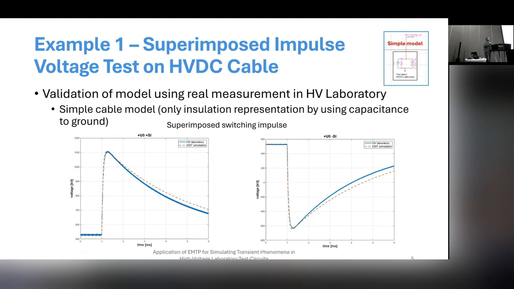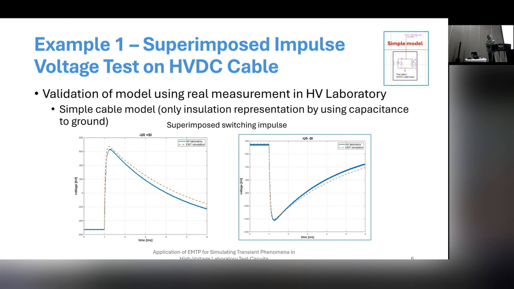Okay, here you can see some comparison. This is the EMTP simulation and the real impulse which was applied in this test circuit. Here you can see positive DC voltage and applied positive polarity switching impulse voltage. Then we had positive DC voltage on the cable and superimposed negative switching impulse. You can see that the results are quite good. Of course, this is a very simple circuit, and we didn't include all other details like stray inductance of the impulse generator and other stuff. But it is quite good in terms of amplitude, front time, and even tail time. So it was quite well.